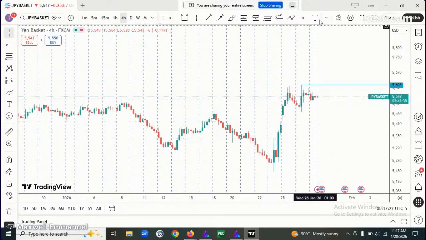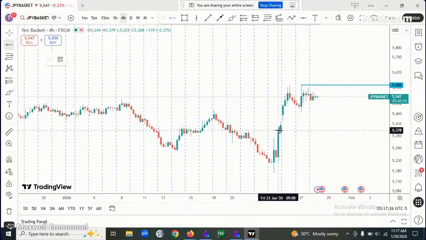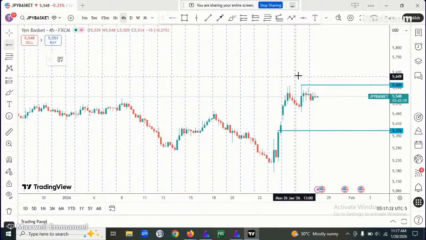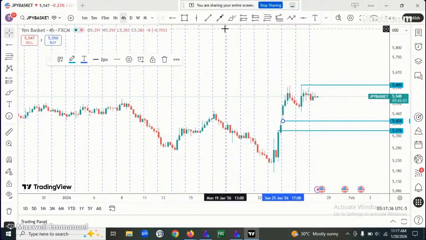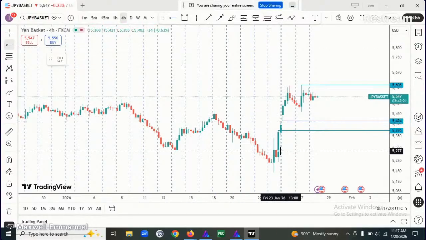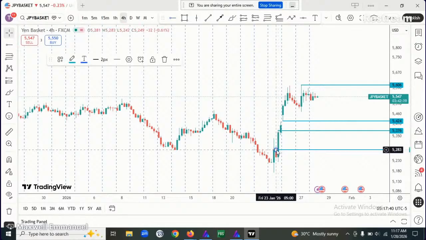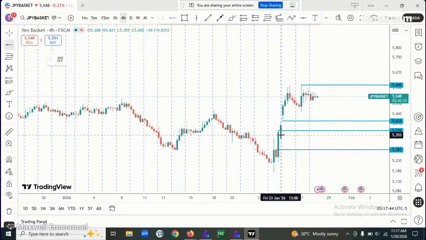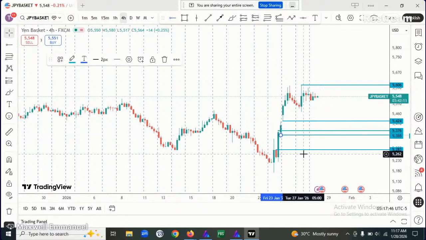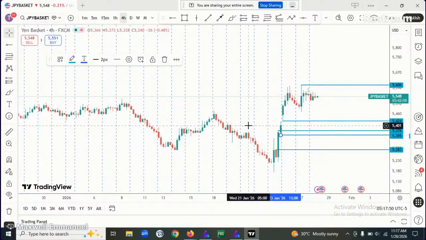So if you're selling yen, the first target will be this fair value gap. And this is likely going to be the next target. This fair value gap will be the next target. That's my expectation on yen.